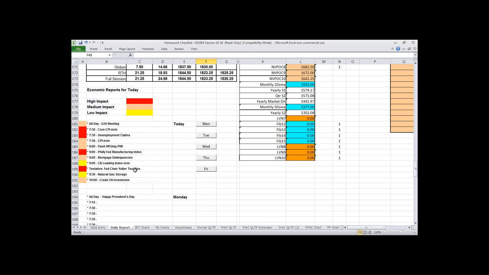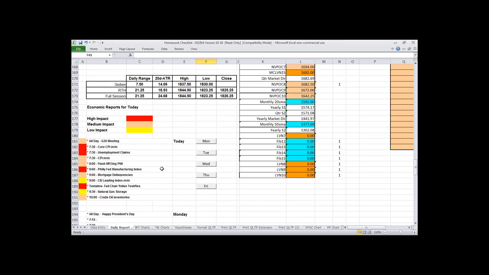And then, we're supposed to possibly get back to the testifying from Yellen. It got canceled with the snow, and they've been rescheduling it, so we'll have to keep an eye on that. And then we've got natural gas at 9:30 and crude at 10.